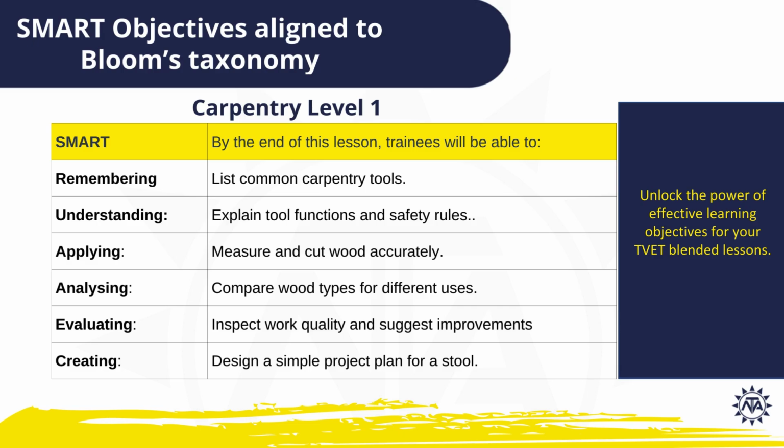For each level of Bloom's taxonomy: "List common carpentry tools" demonstrates remembering. "Explain tool functions and safety rules" reflects understanding. "Measure and cut wood accurately" shows applying. "Compare wood types for different uses" involves analyzing. "Inspect work quality and suggest improvements" shows evaluating. And "design a simple school project plan" showcases creating.